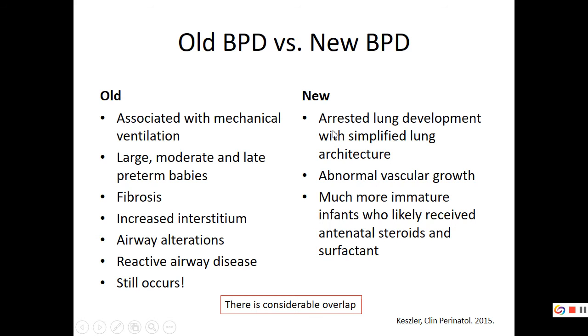The new BPD typically has arrested lung development with simplified lung architecture. There's abnormal growth of the lung vasculature. And these infants that get it are much smaller, more immature babies than in the past, like were in the 70s and 80s and early 90s. And most of these babies now have received antenatal steroids and surfactant.